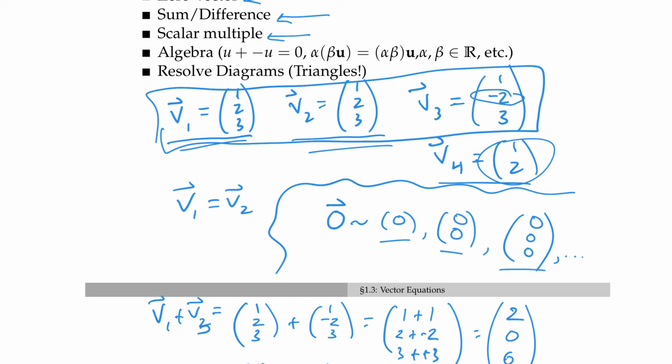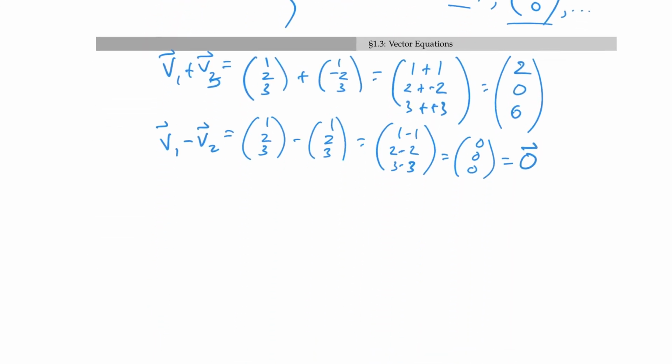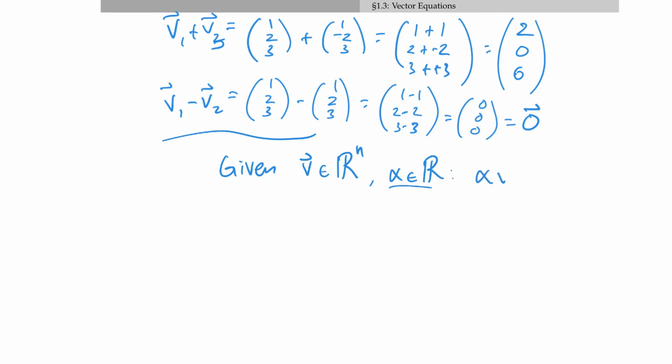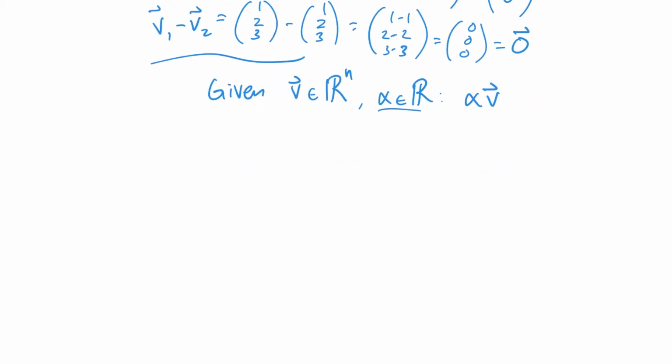Scalar multiples. Now, a fun thing I can do with a vector is the following. Given a vector v in Rn, so I'm saying this is an n-dimensional vector, and some scalar r, some real number, I can form alpha v. Well, how do you think you would do that?